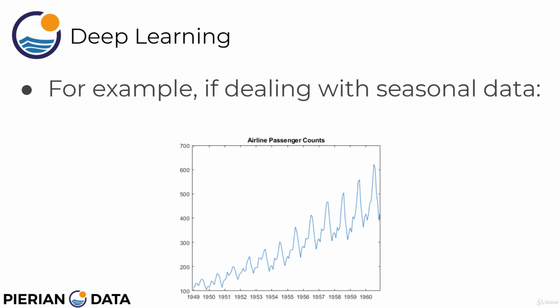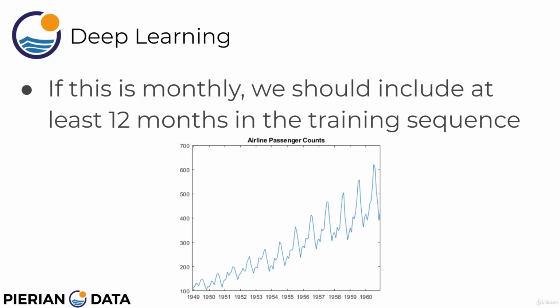And that sort of domain knowledge and experience, and also just exploring the data set using tools like pandas, can lead you to understand the minimum size of a training sequence. So if this is monthly data, we should probably include at least 12 months in the training sequence so our network can learn the pattern of a year of data. So given this data set, we would say include at least 12 months of data or more.